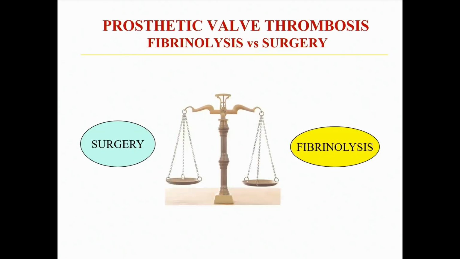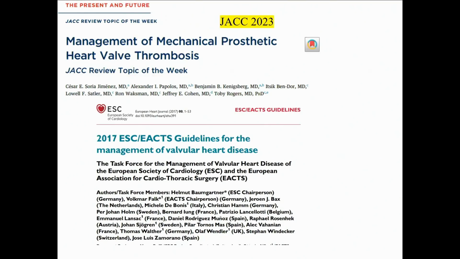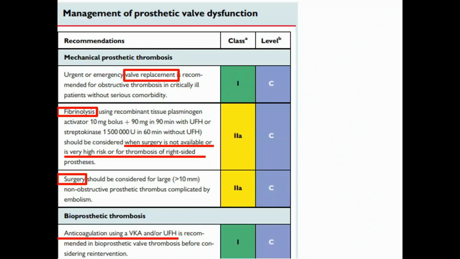How to manage obstruction? Obviously, we may have surgery or fibrinolysis. I just had this slide. And nowadays, we know that we may have surgery or thrombolysis depending on several classes of recommendation. Generally, valve replacement is a class 1, while fibrinolysis is considered when surgery is not available, or is at very high risk, or in right-sided prosthesis.